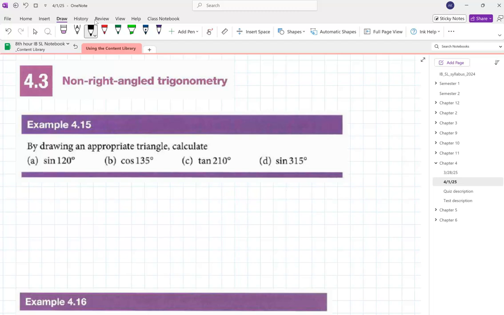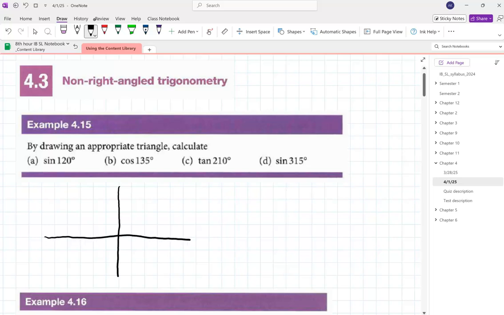So in 4.3, we're talking about non-right angled trigonometry. So we've all done a full course in trigonometry, so these ideas shouldn't be a new idea. But we'll just go through and do some examples. I'll write down some formulas as we go. So if we asked you to find sine of 120 by drawing triangles.